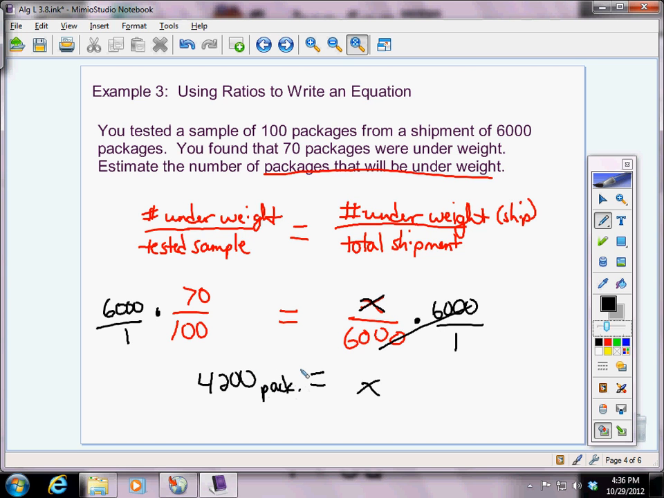So if we test 100 packages and we find 70 of them to be underweight, and we set up a similar ratio to find how many will be underweight out of 6,000, solving that ratio gives us 4,200 packages. Again, it's just an estimate, but it should tell us whether we think it is a good shipment or not. Remember, when we're setting this up, you can set up ratios equal to each other, and that is called a proportion.